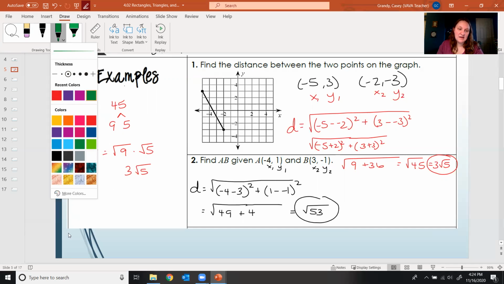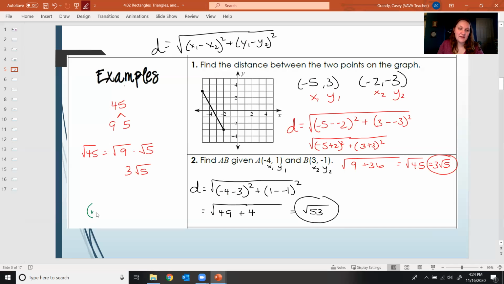Please remember that any number squared is always positive. Okay, so a positive number squared is positive, and a negative number squared is still positive, because when you square a number, that means you're multiplying that number by itself. So a negative times a negative, well, that's still positive. And a positive times a positive is still positive.